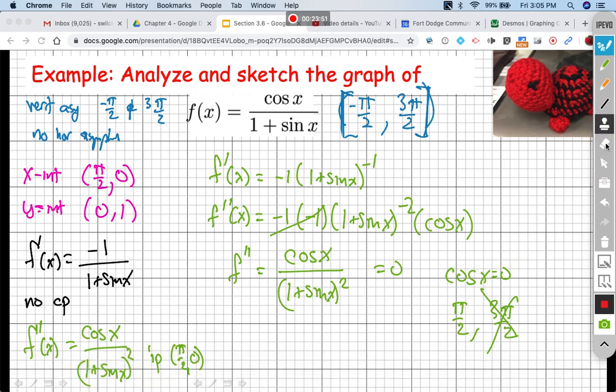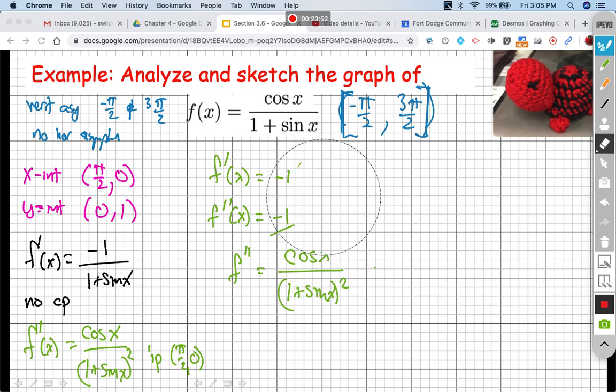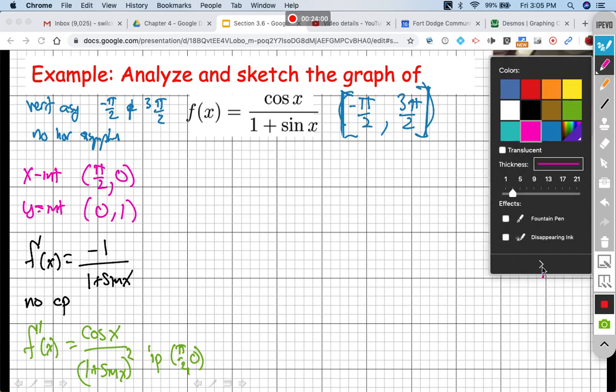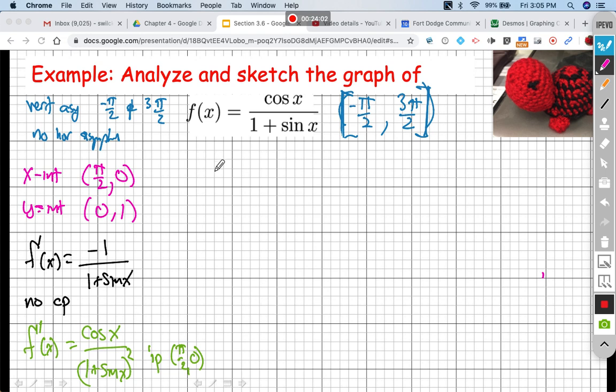Oh, I don't want that one. I want this one. I like the big eraser. It's cool. Okay. So my intervals of interest are going to be negative pi over 2 to pi over 2 and pi over 2 to 3 pi over 2.